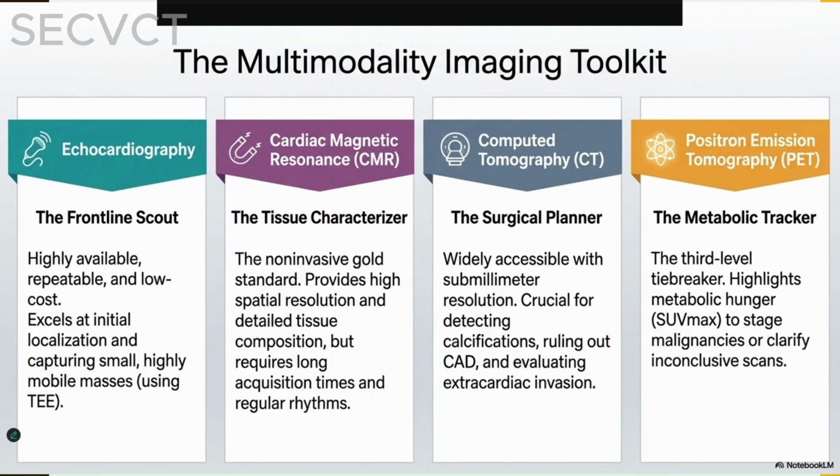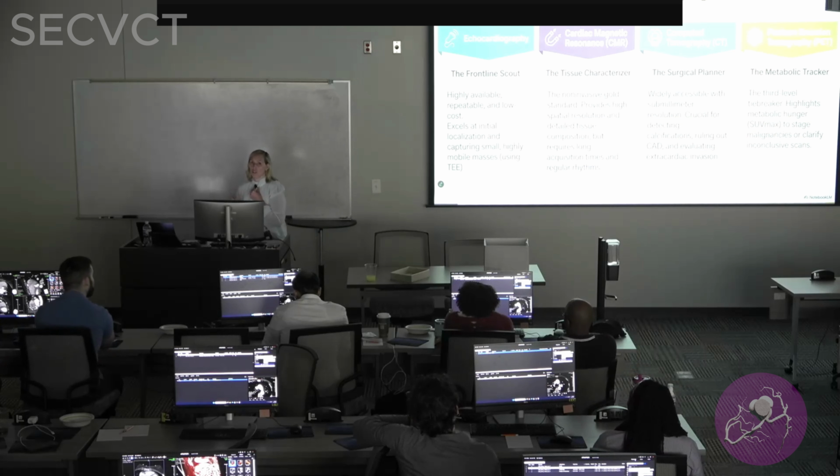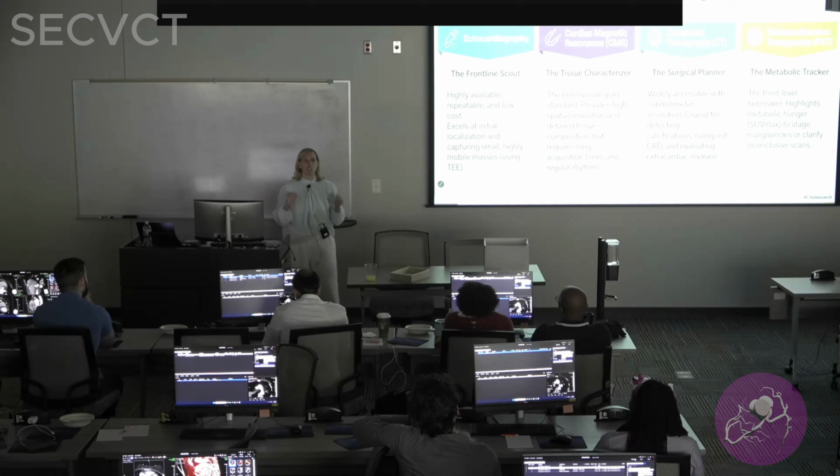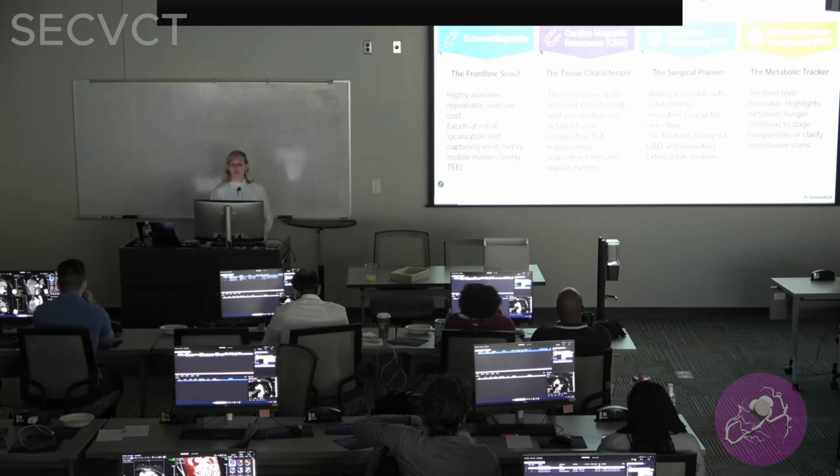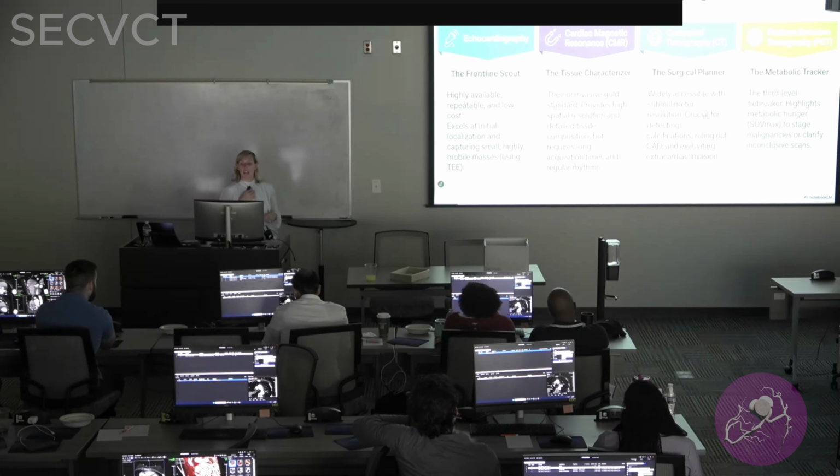Our cardiac MRI is going to be sort of that non-invasive gold standard. Yes, it's costly, it's very time consuming, not all centers have it. There are a lot of limitations, but the reality is that CMR is going to provide very high spatial resolution, but more importantly, tissue characterization, right? And then we have CT, of course, widely accessible, with spatial resolution better than with MRI. And it's crucial for detecting other characteristics of your mass, ruling out coronary disease.